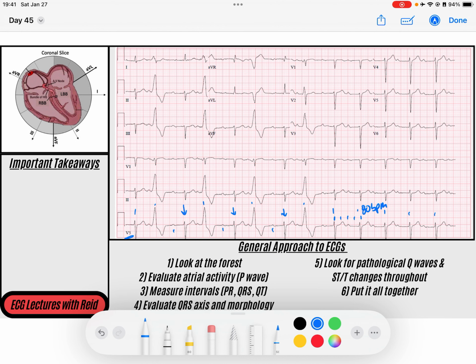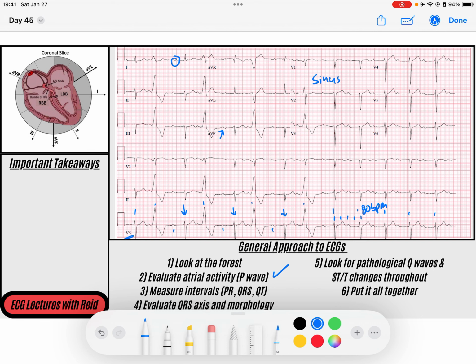So next we're going to evaluate our atrial activity. Our atrial activities are P waves, and I do see, like we said, some P waves. Those P waves are upright in lead 1, and they are upright in AVF. And so these are sinus P waves.